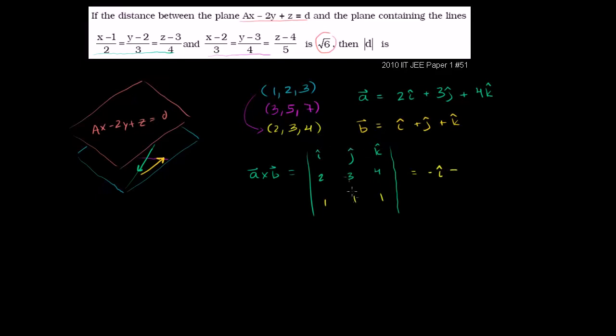So J, get rid of that column, that row. 2 times 1, which is 2, minus 1 times 4. So that's 2 minus 4, which is negative 2. So we could write a negative 2 here, but the negatives cancel out, so it becomes plus 2J. And then finally for the K, get rid of that row, that column. 2 times 1 is 2, minus 1 times 3 is 2 minus 3, which is negative 1. So it's negative K. So this right here is a normal vector to the plane.